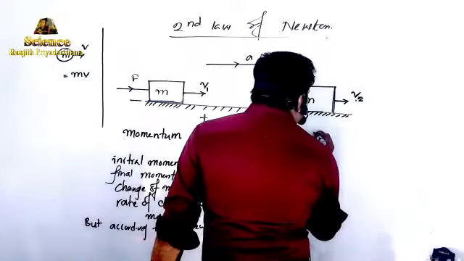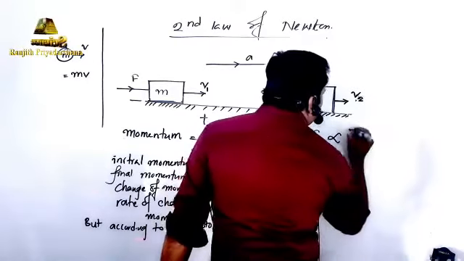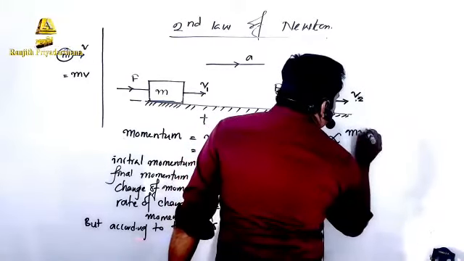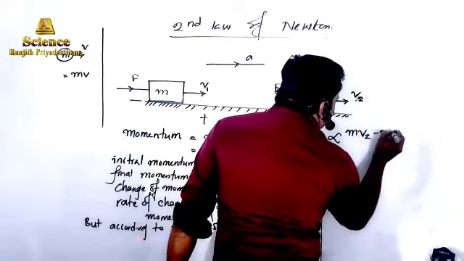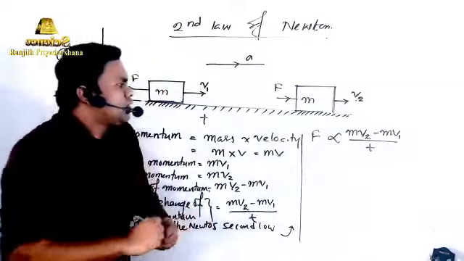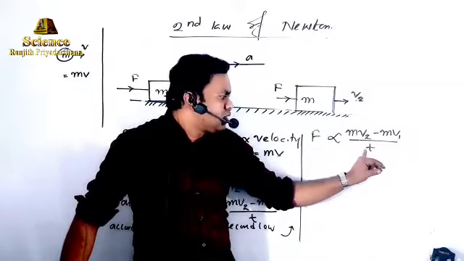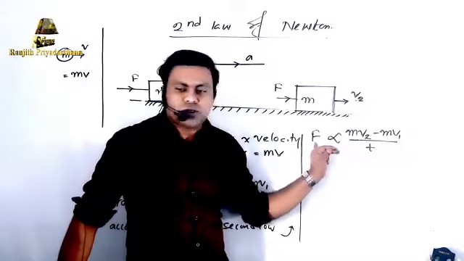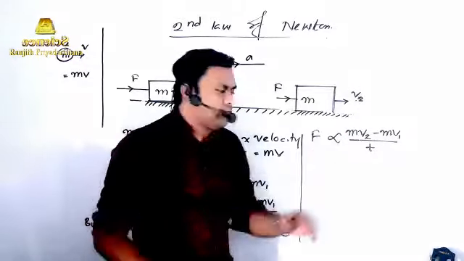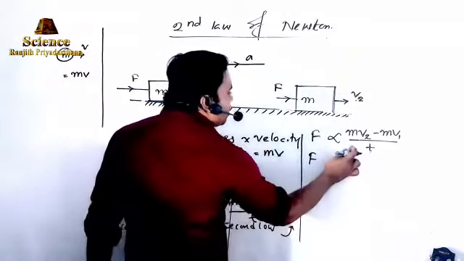External unbalanced force F is directly proportional to mv2 subtraction mv1 over t. So this is known as rate of change of momentum is directly proportional to the external unbalanced force F. But you can equalize this by keeping a constant.